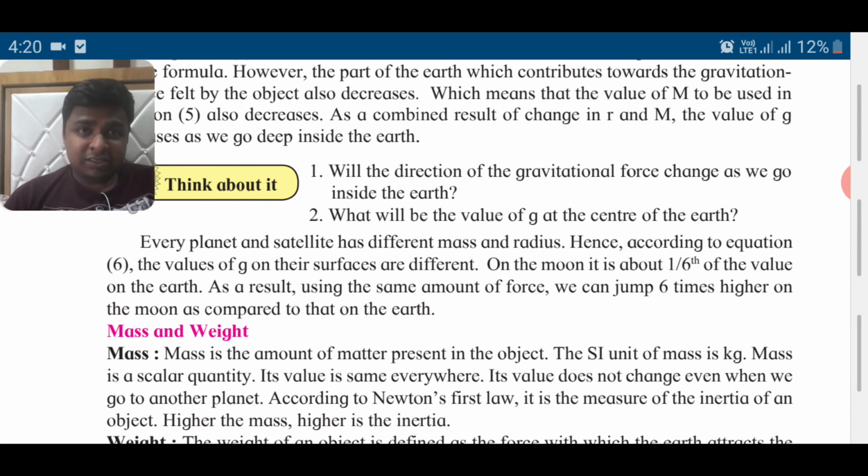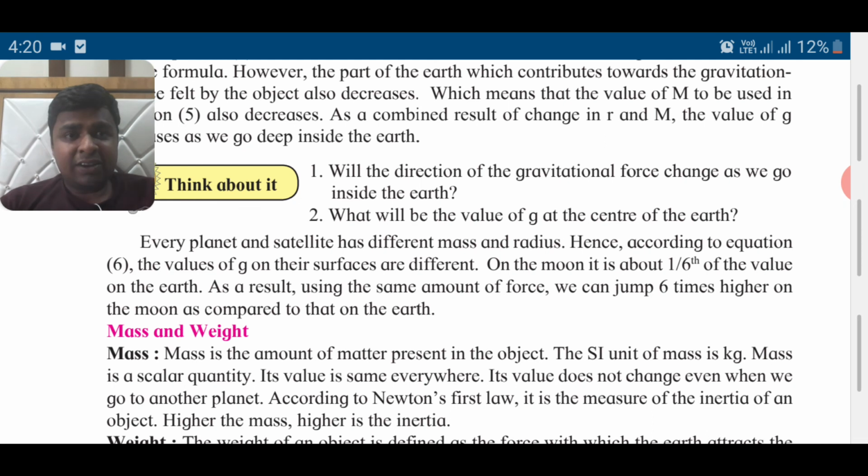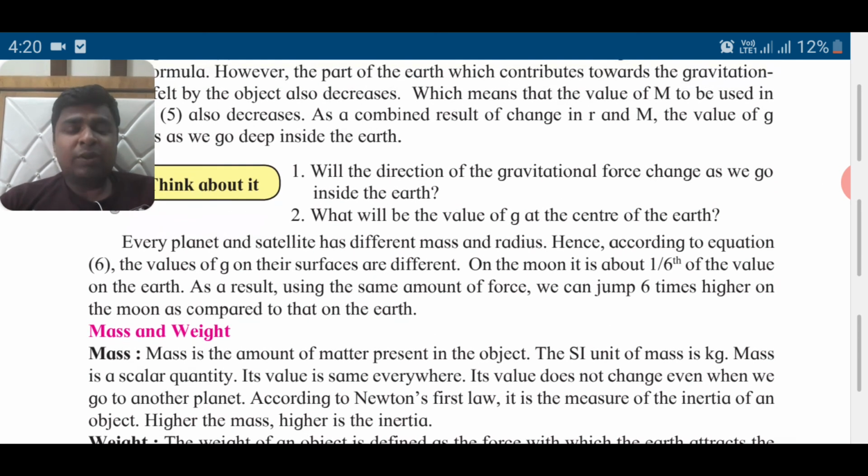Very interesting. At the center of the Earth, the gravitational acceleration becomes 0, because all parts of the Earth outside are pulling you towards them. The North Pole is pulling you towards the North Pole, the South Pole is pulling you towards the South Pole, like that, and they cancel each other. Hence finally at the center of the Earth, it becomes 0, though this is not possible to experience because it is very hot.